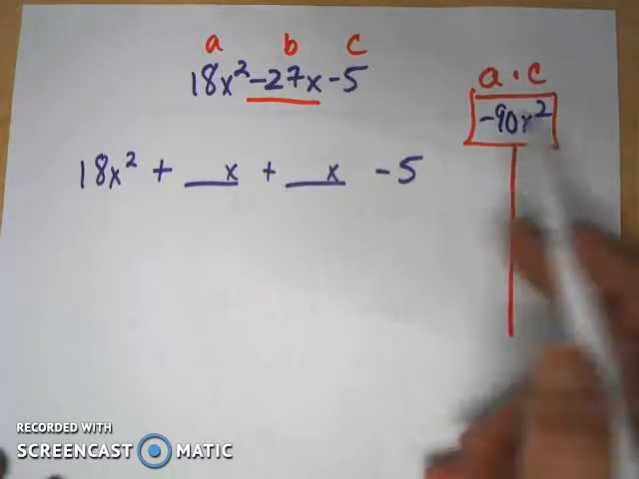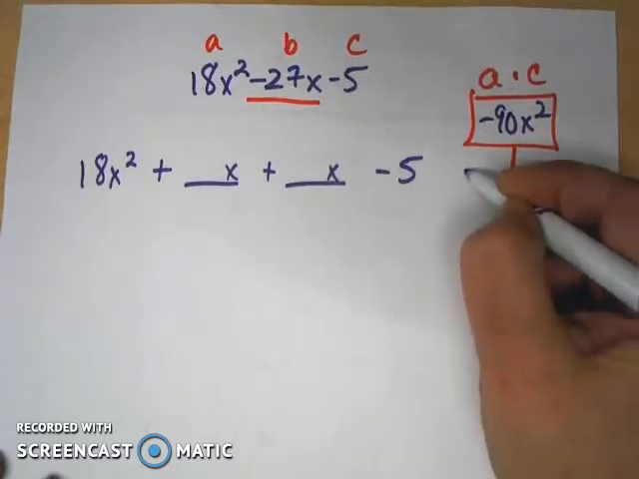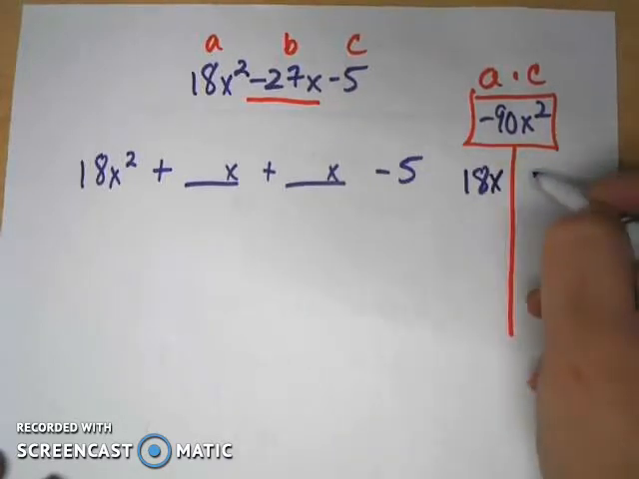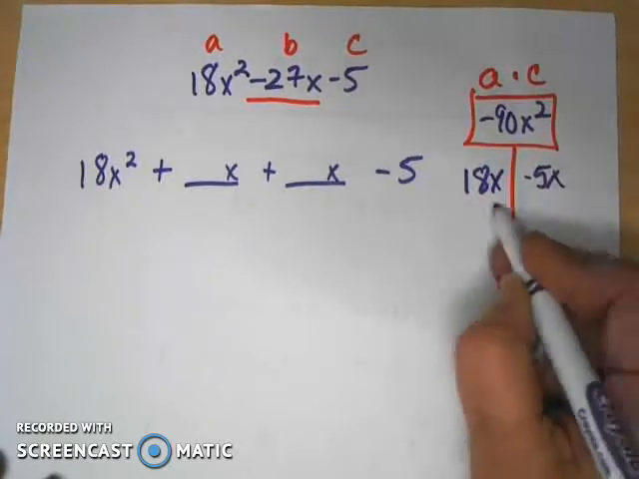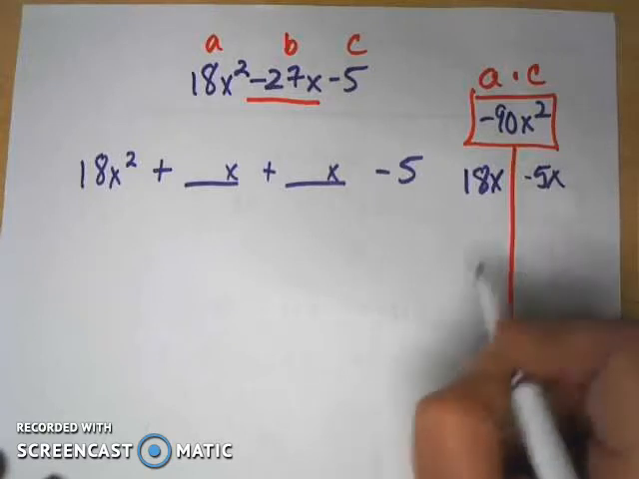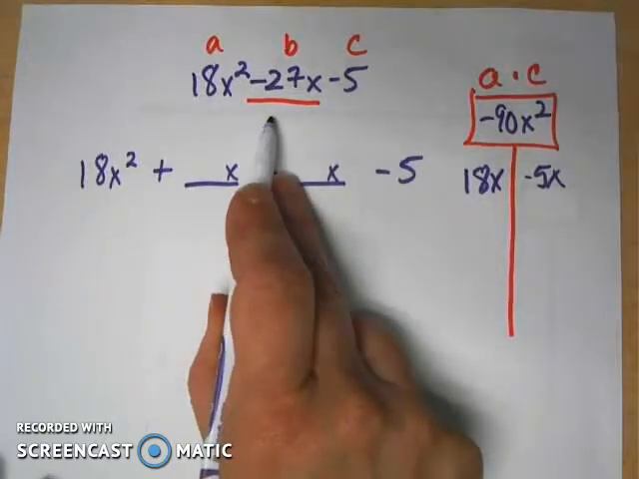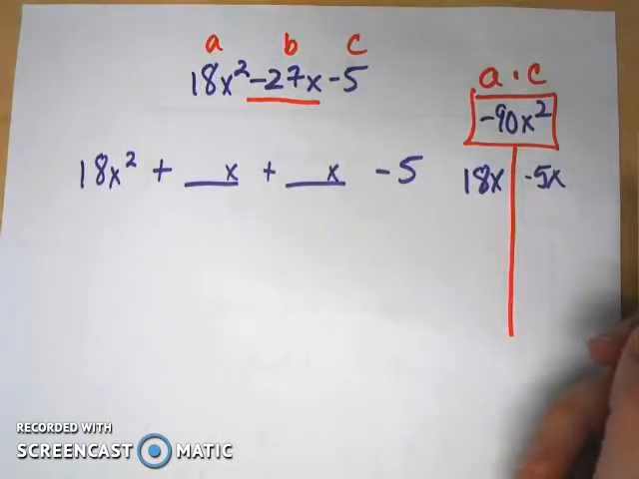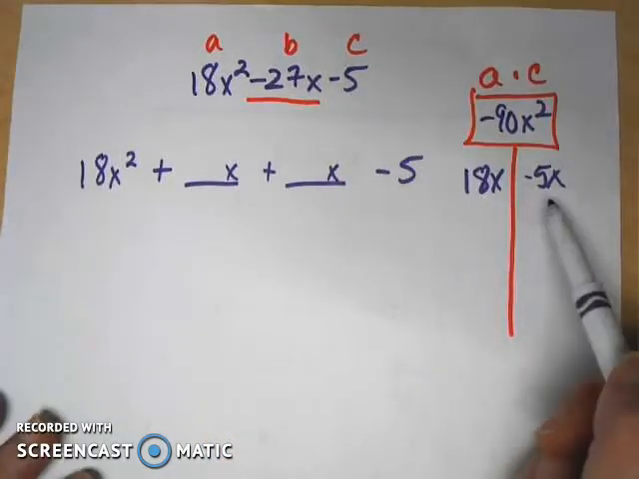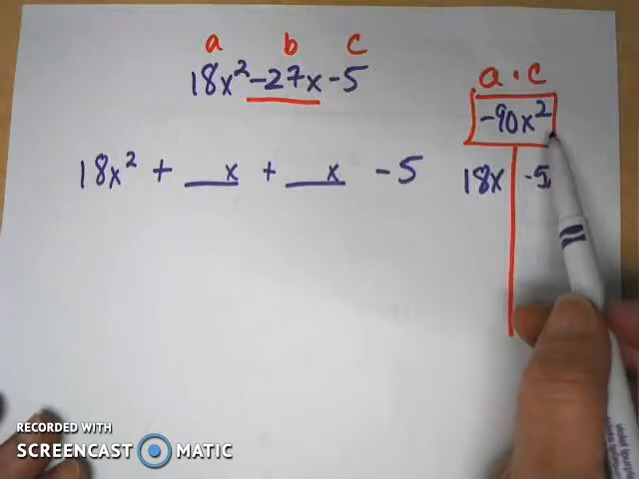Well, I'm going to start with the two numbers that I just multiplied with. So 18x and negative 5x. I'm splitting the x squared into two separate x terms. I'm going to check to see if the sum of these two numbers equals negative 27x, and in this case that doesn't work. So I'm going to continue working on factor pairs of negative 90x squared.